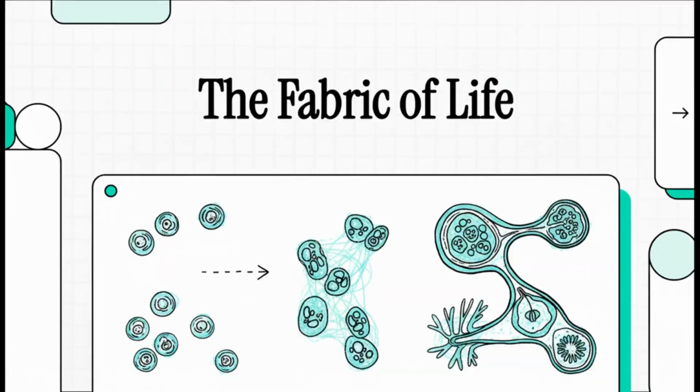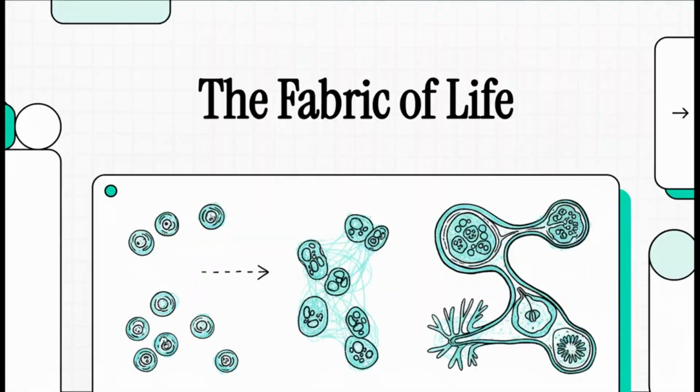And I'll just leave you with this final thought to chew on. If tissues really are life's essential middle managers, organizing all those cells to build organs and keep things running smoothly, what happens when that organization breaks down? What happens when that management system fails?